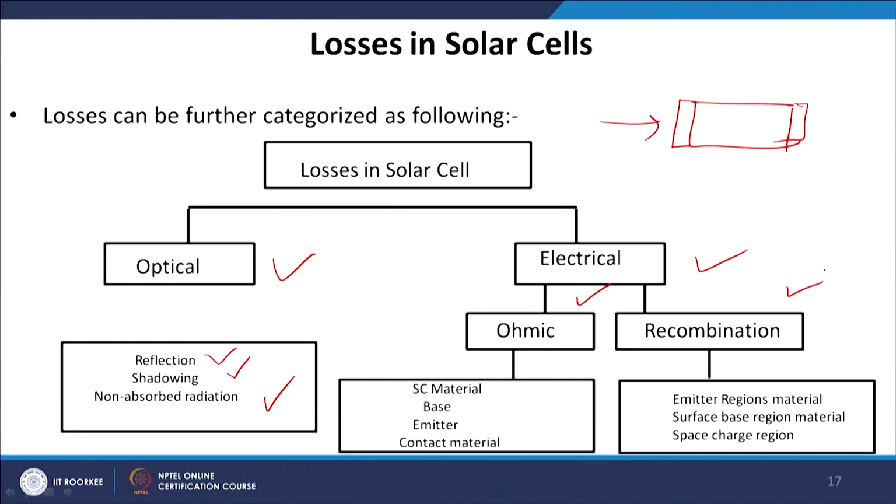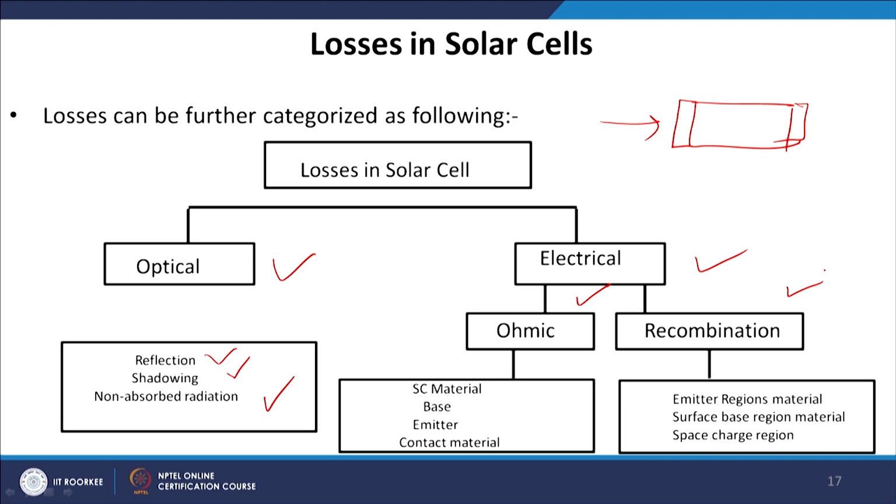Now what about the ohmic loss? Ohmic loss happens due to the semiconductor material. If the material is not very pristine, if there are a lot of defects in the material, then there can be loss. It can come from the base, from the emitter, or from the contact material. These all contribute to the series resistance. Then there can be parasitic resistance also.